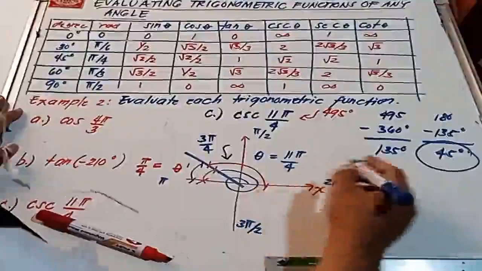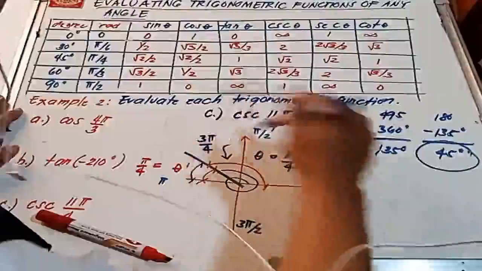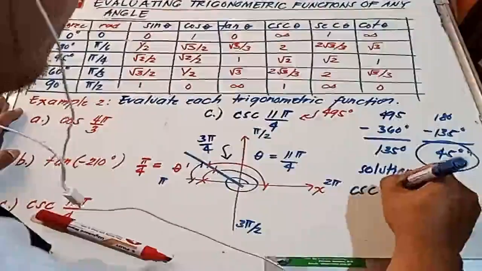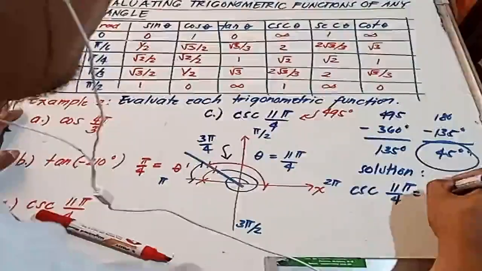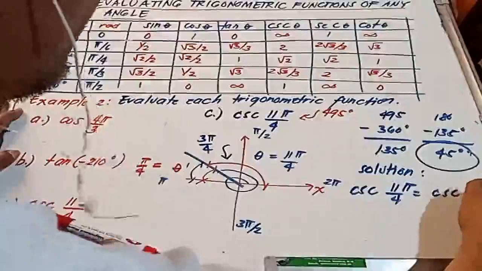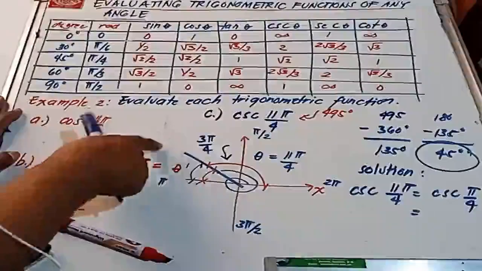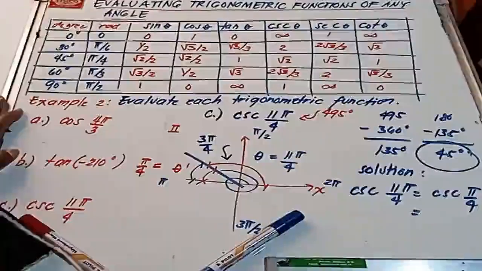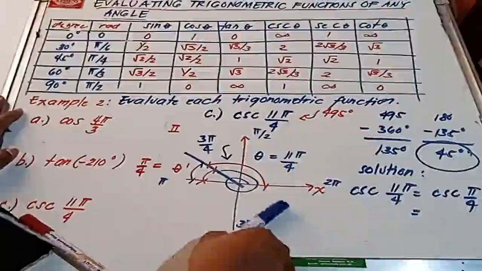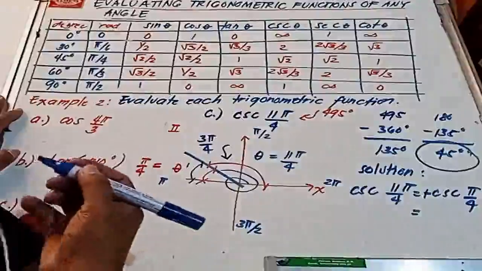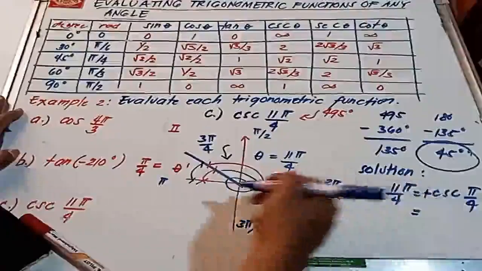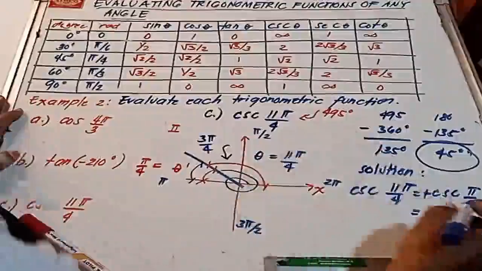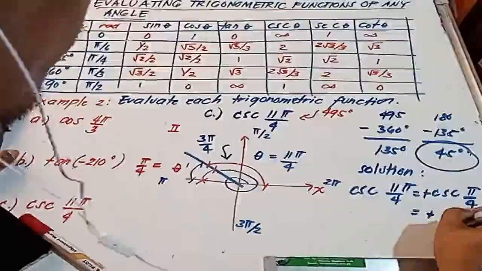Okay? Okay, continue. So, we have cosecant. Okay? Ito na yung pinaka-solution natin. Cosecant 11 pi over 4 is the same as cosecant pi over 4. Okay? Ang cosecant sa second quadrant, okay? Ito yung second quadrant. Ang cosecant sa second quadrant ay positive. So, therefore, we prefix here positive sign. We affix positive sign to this function value. And cosecant pi over 4, yun, square root of 2. So, therefore, our answer is positive square root of 2.